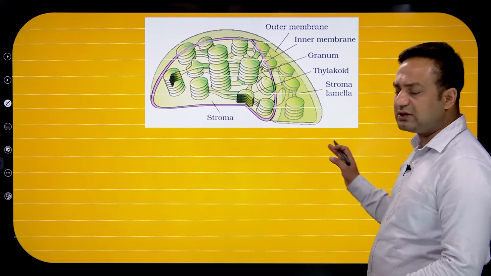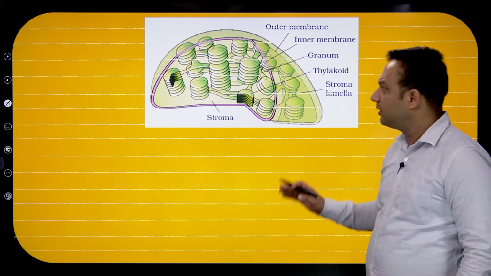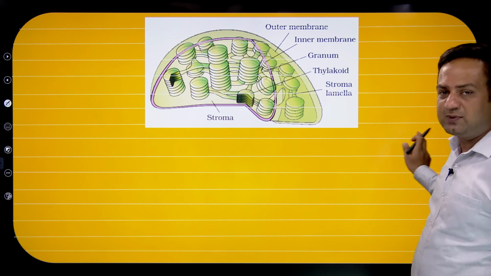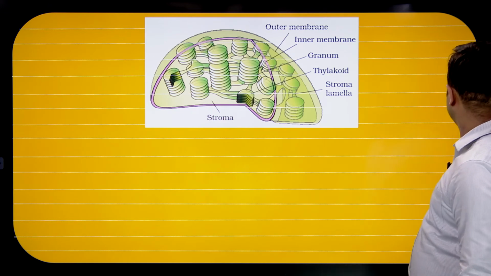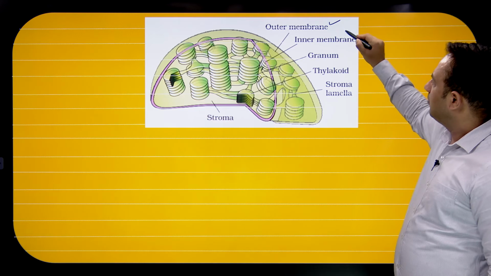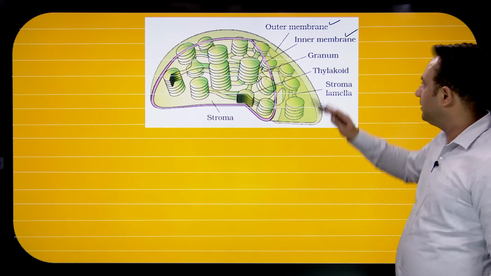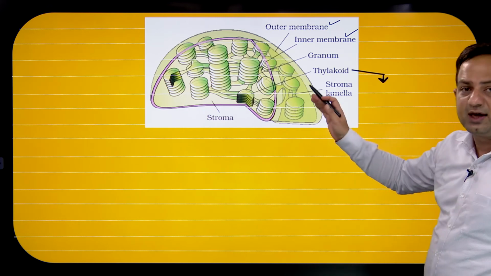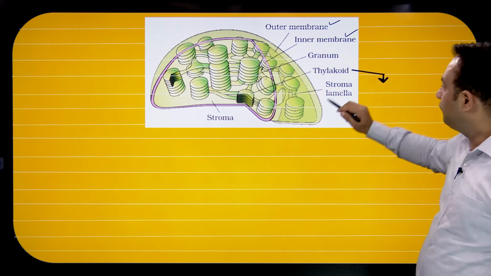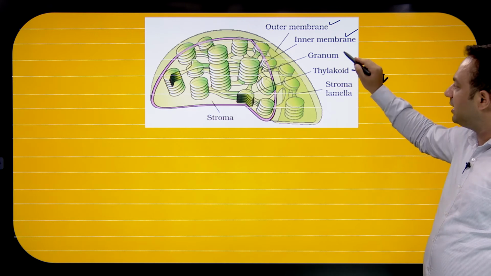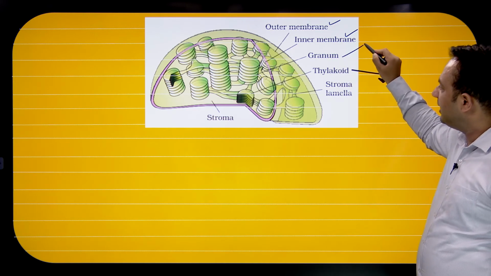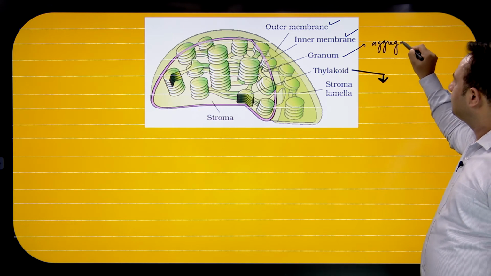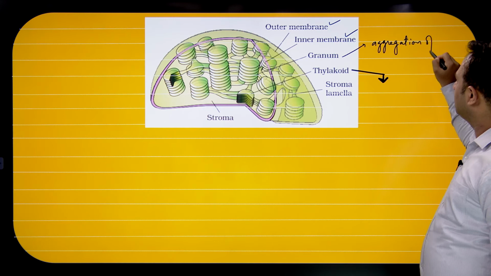So the chloroplast, just like the NCERT diagram, nothing different. See, here is the outer membrane and inner membrane, the same as we have studied in the case of mitochondria. There is a space between the outer and inner membrane, and that space we can call the outer chamber. Wait, before that, this is granum, this is thylakoid. Now what is granum actually? Granum is actually an aggregation of thylakoids.